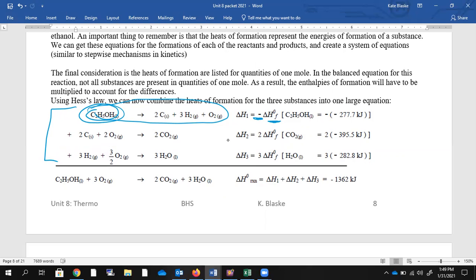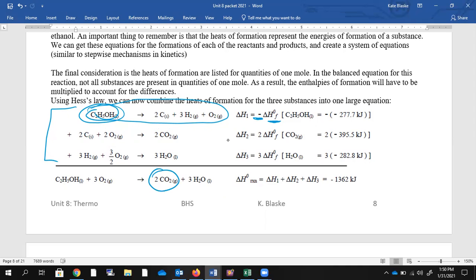And then I've got an equation for the heat of formation of carbon dioxide: the carbon plus the oxygen makes the carbon dioxide. But notice that all of those chemicals now have a coefficient of 2. 2 carbons plus 2 oxygens makes 2 carbon dioxides, because I need 2 carbon dioxides in my overall equation. So this is the equation for the heat of formation.